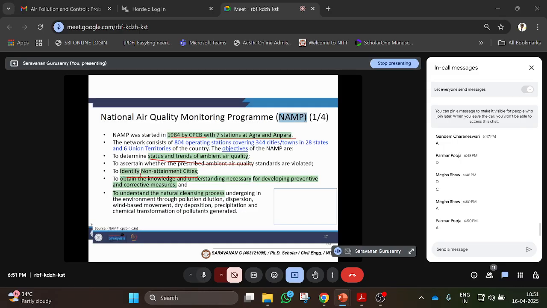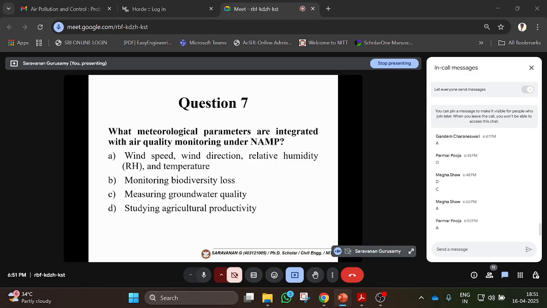What is a non-attainment city? Cities have a standard. The cities that are not achieving the standard are called non-attainment cities. Nowadays, the number of non-attainment cities is increasing. That's why we have larger monitoring networks, and based on the monitoring results, we are putting penalties on the source people or industries. Okay.